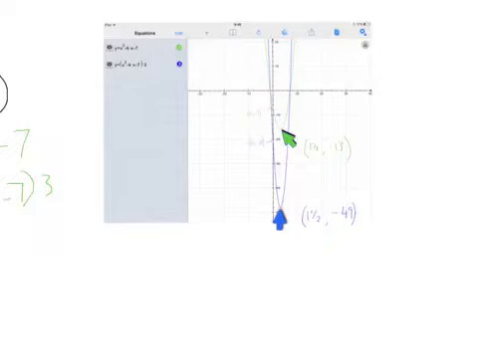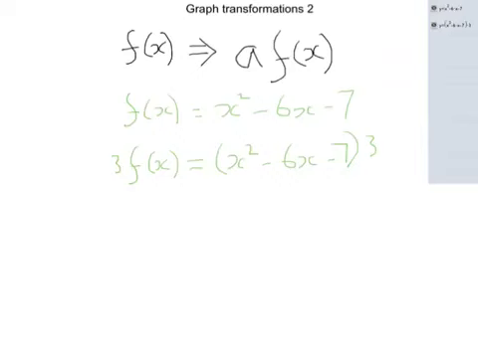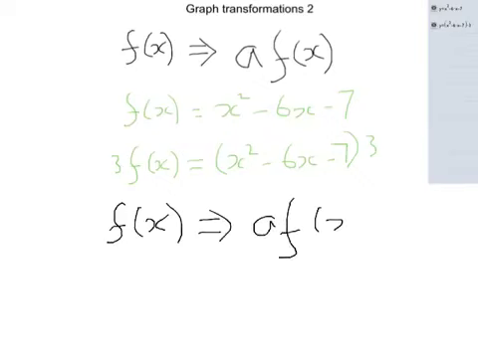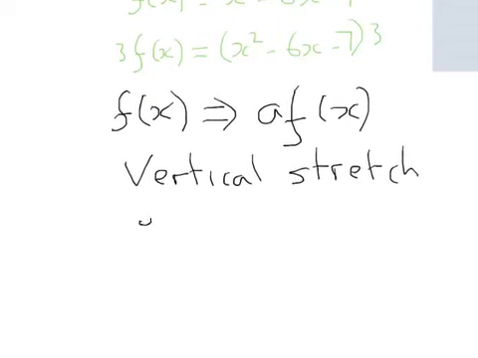So for your notes, just to formalise this, to get from f of x to a times f of x is a vertical stretch of scale factor 3. And that's it. First one done, or sorry, third one done, including the other video. Just one more to go.